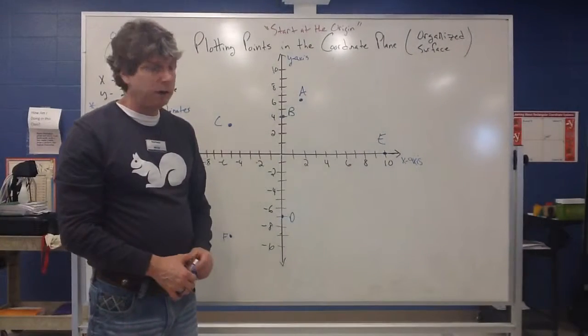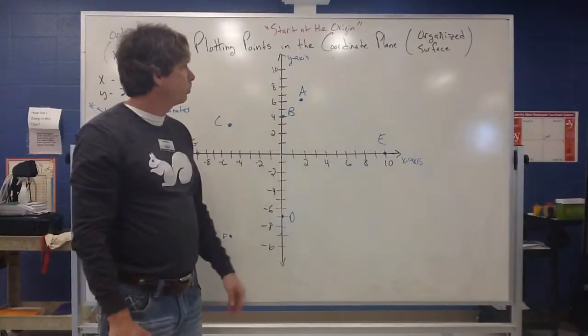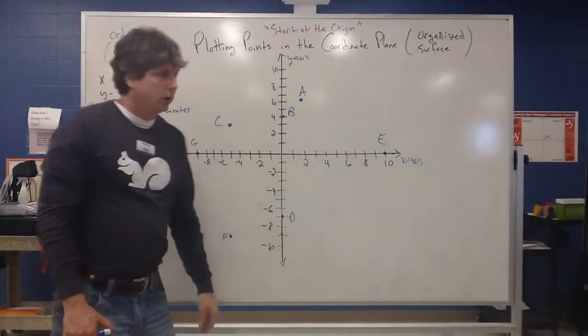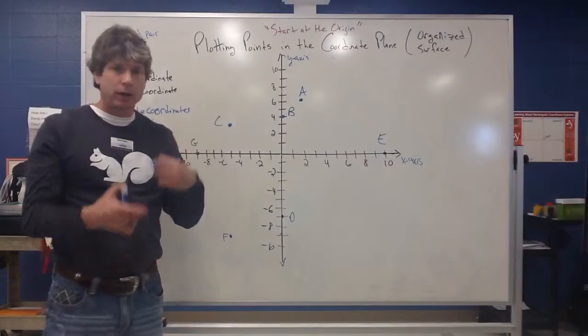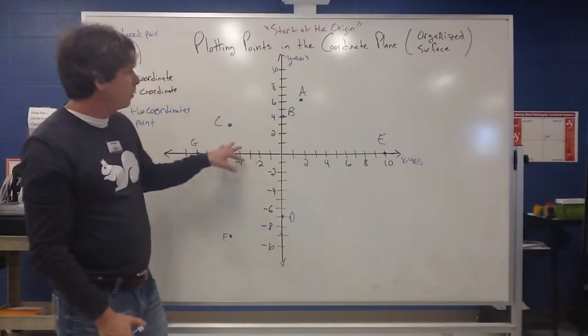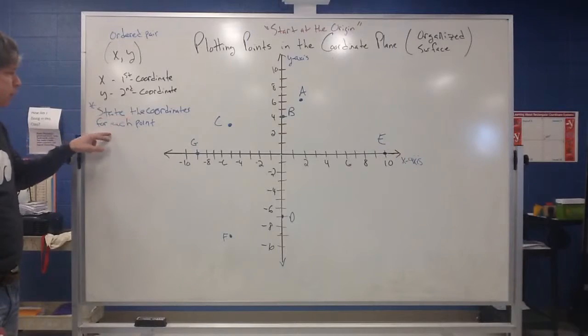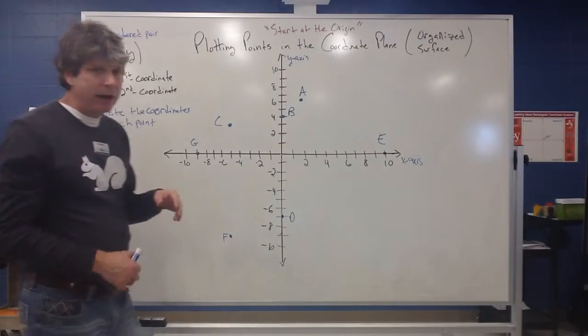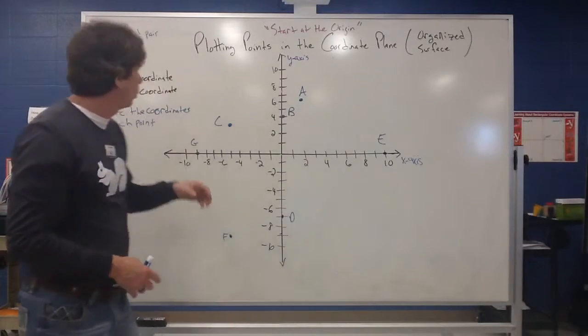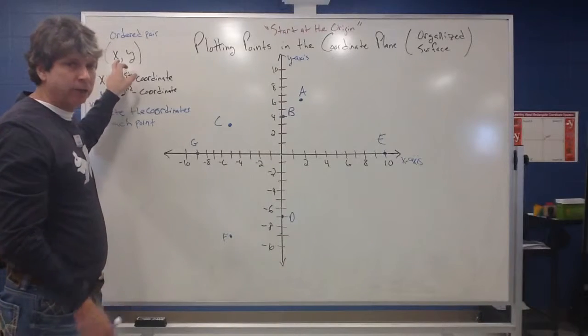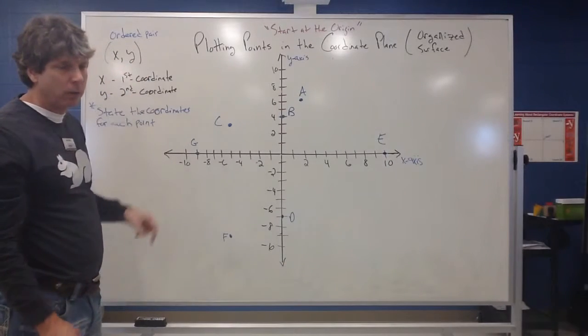So we're going to continue on with working with points, plotting points. This lesson we're going to do kind of the reverse. We have the points plotted. What we want to do is state the coordinates for each point. And when I ask you to state the coordinates, remember that's that ordered pair concept. What I have to do is identify that x coordinate and that y coordinate.